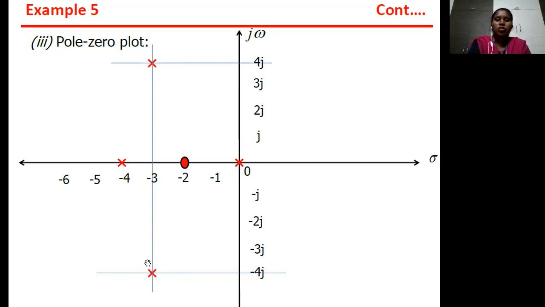And coming to zero representation, here there exists only one zero. That means we obtained it as minus 2. So at minus 2 I have to represent the zero with a circle, that means with an empty circle or else with a filled circle like this. So this is the representation of poles and zeros on the S plane.